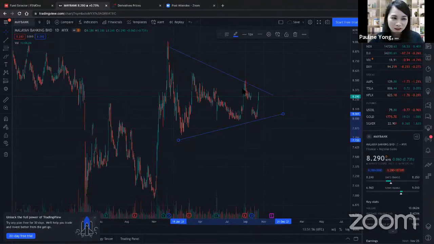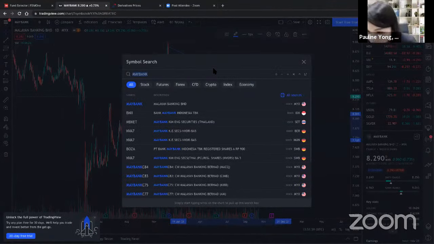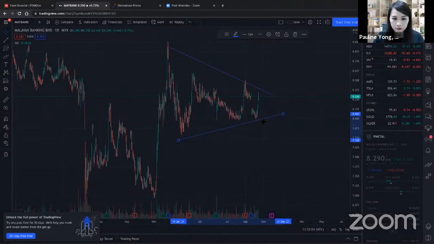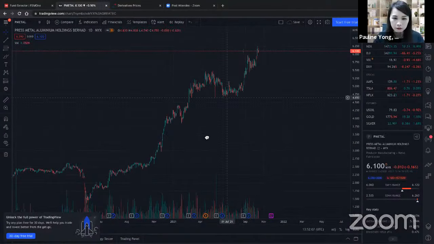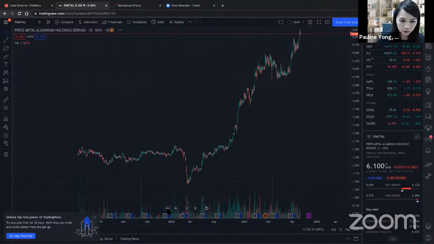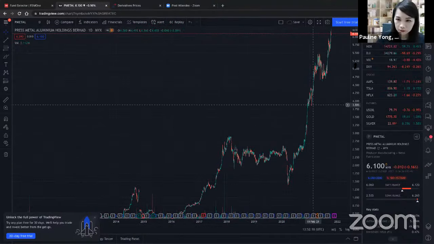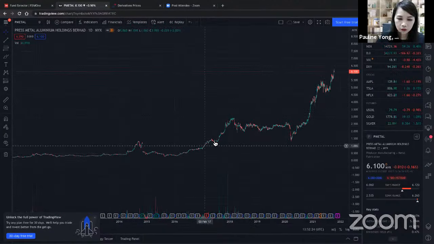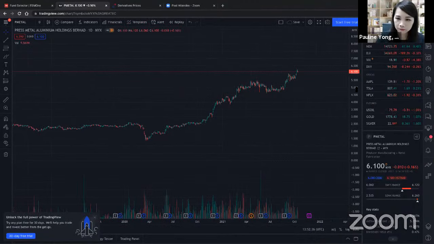Okay, I try to do as many as possible. Press Metal, P Metal. So here we are looking at a bullish trend. Probably I need to zoom out first. Okay, I want to see the big picture first. Zoom, zoom, zoom, and see. So here is a horizontal trend, I can start from here.